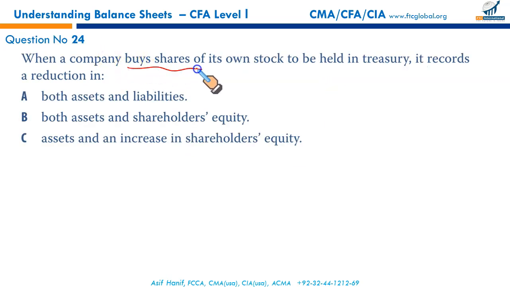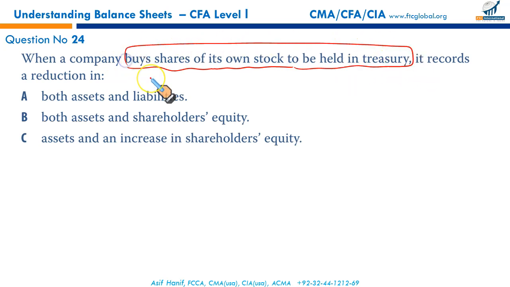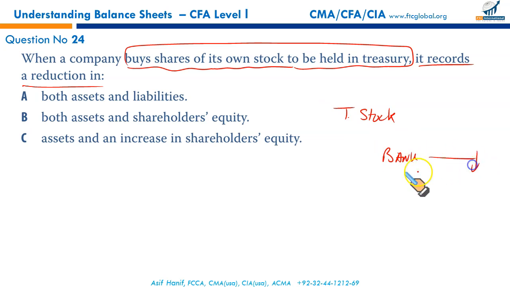When a company buys shares of its own stock to be held in treasury, when a company purchases its own stock from the market, it records a reduction in what? First of all, just a little idea. When you purchase a stock, you have paid. What did you get? You bought your own stock. You can't report it as an asset. You debit treasury stock, you credit bank. So yes, your asset goes down, bank is reduced.